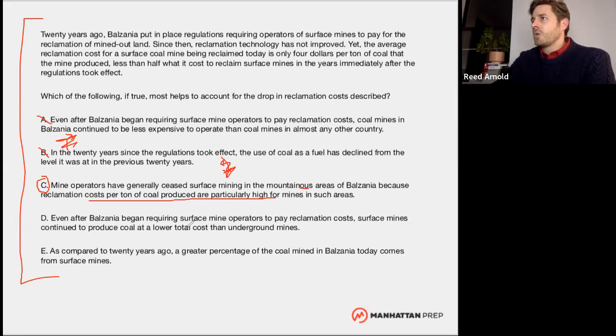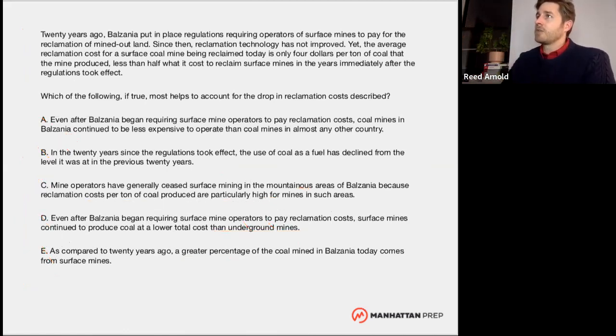Surface mines continue to produce coal at a lower cost than underground mines. That's great, but I want to know why today's surface mines' reclaiming costs are less than they used to be on average. And E says that a greater percentage of the coal comes from surface mines. Okay, but again, why is the reclamation cost half as much, even though technology is what it's always been? C is the answer that achieves that goal.